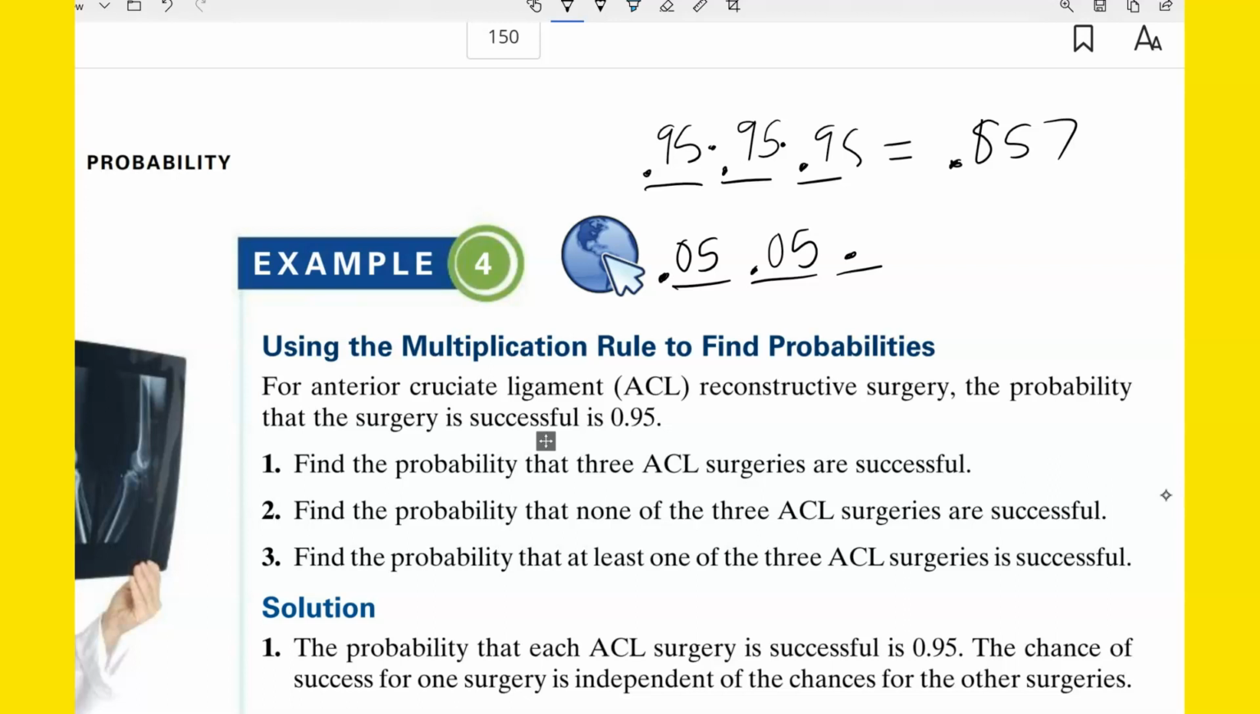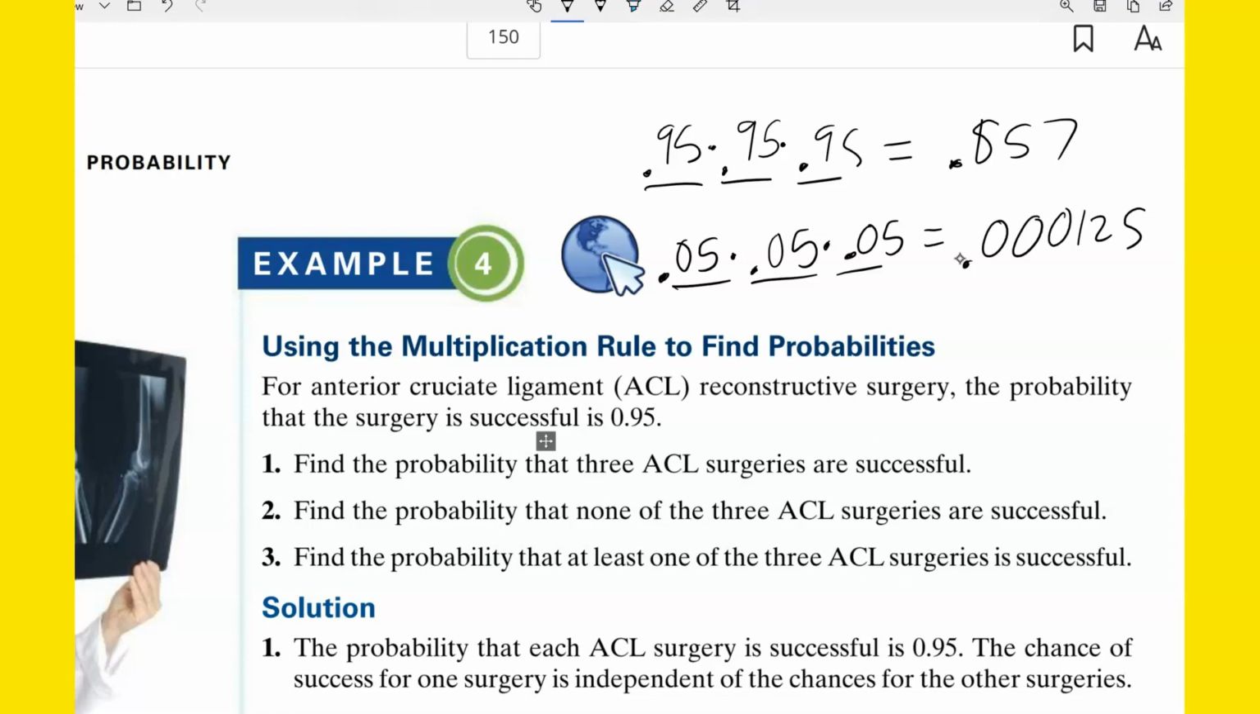What's the probability that the third one is a failure? 0.05 also. So the probability that none of the 3 are successful is multiplying the 0.05s together, which is 0.000125. Pretty low, really low.